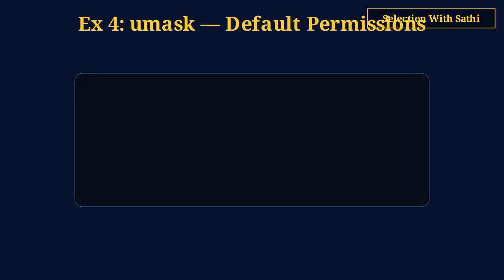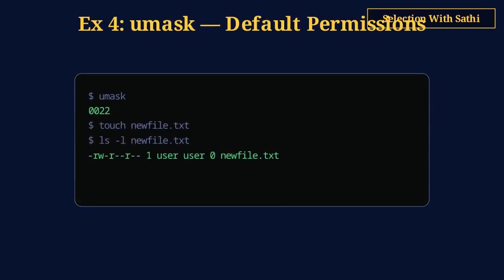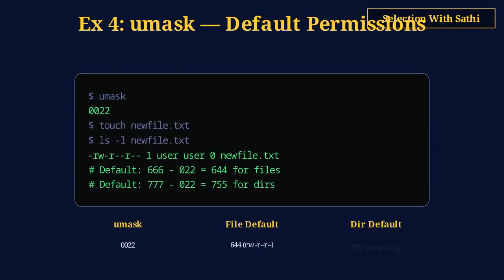Fourth example, change file ownership. The project directory is owned by root. We need to change it to the deploy user and www-data group. Sudo chown -R deploy:www-data project/. The -R flag applies recursively to all files and subdirectories. Sudo is required because only root can change file ownership. After the command, ls -la shows the new owner and group.